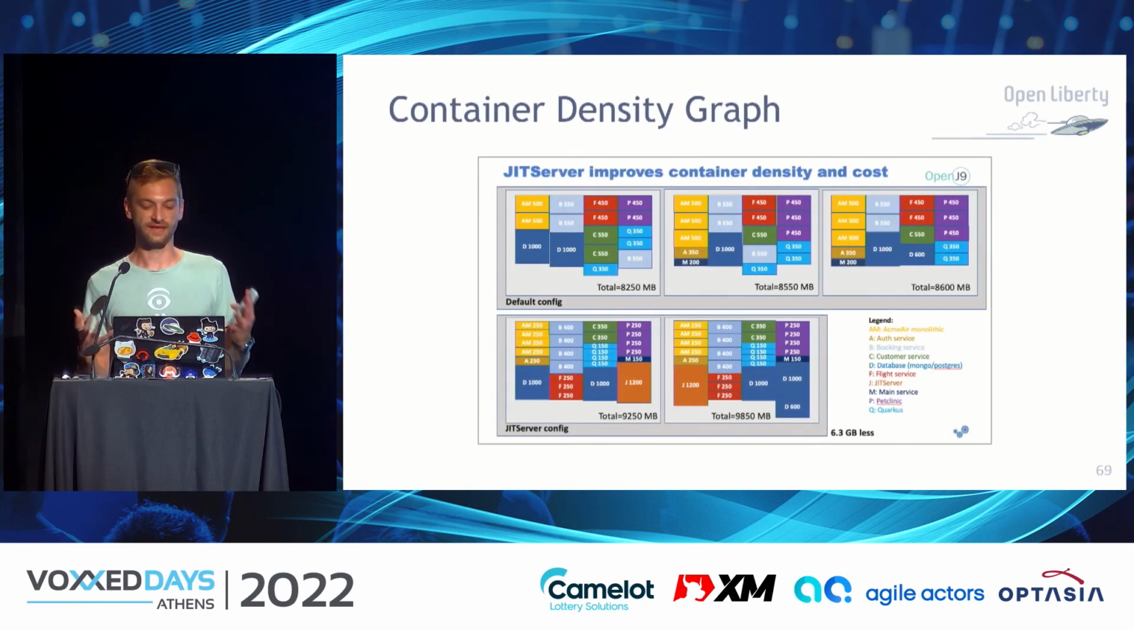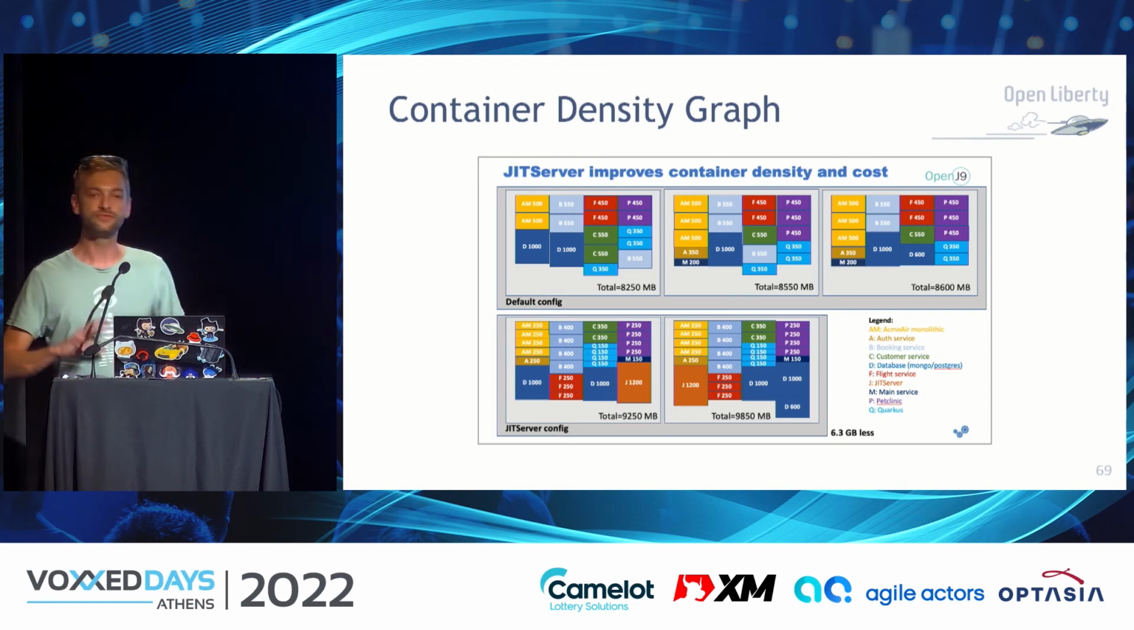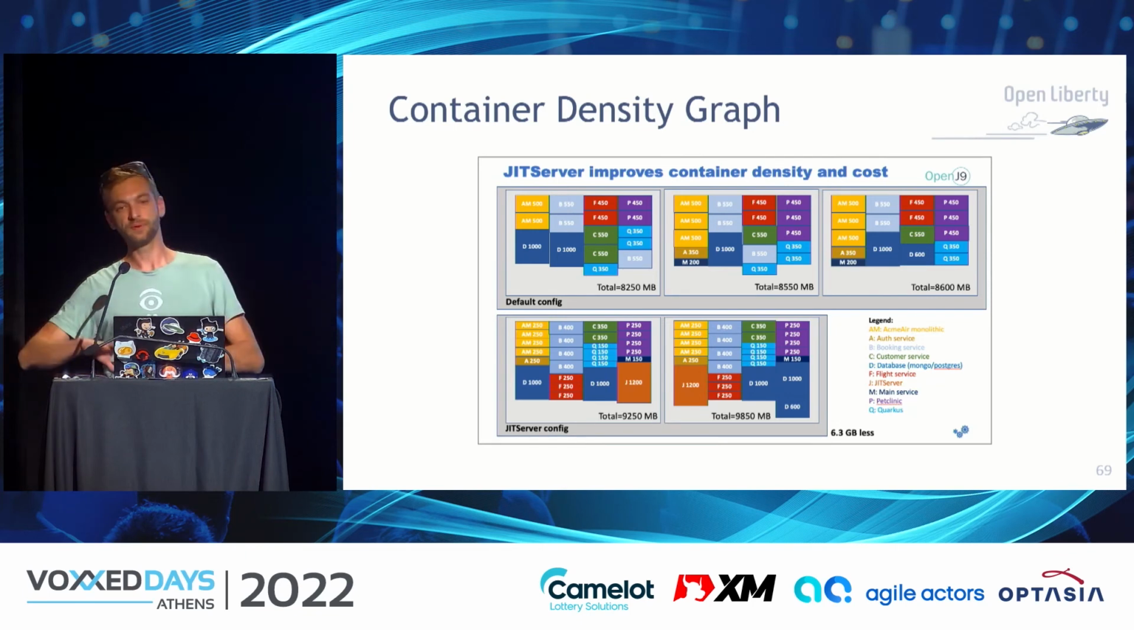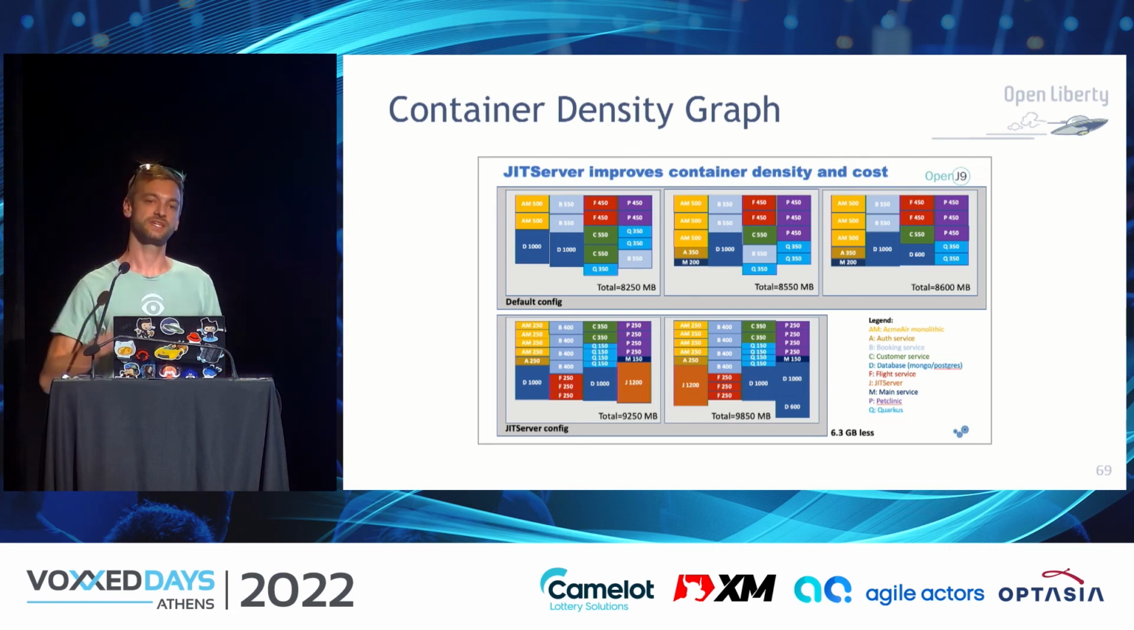There's also a container density graph here. In the interest of time, I'm not going to go into this in too much detail, but it basically suggests that we did some research and tried to use the JIT server, using stuff without a JIT server and then using it, and we're actually getting better density with our application. This is a mixture of lots of different applications, but we're getting better density and better value for our money using the JIT server than not using it.